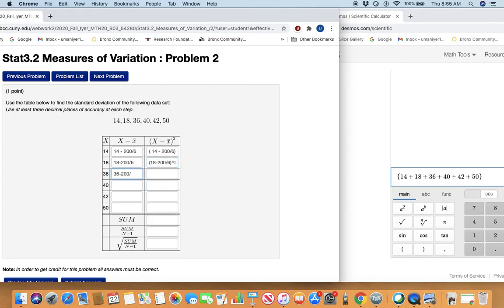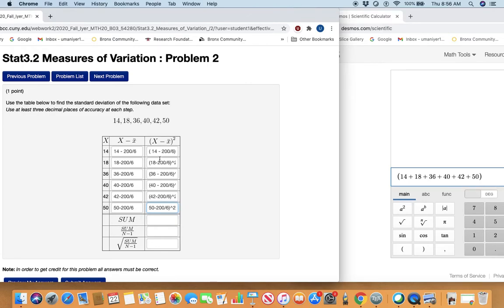36 minus 200 over 6, parenthesis, 36 minus 200 over 6 power 2. 40 minus 200 over 6, parenthesis, 40 minus 200 over 6 power 2. 42 minus 200 over 6, parenthesis, 42 minus 200 over 6 power 2. 50 minus 200 over 6, parenthesis, 50 minus 200 over 6 power 2.